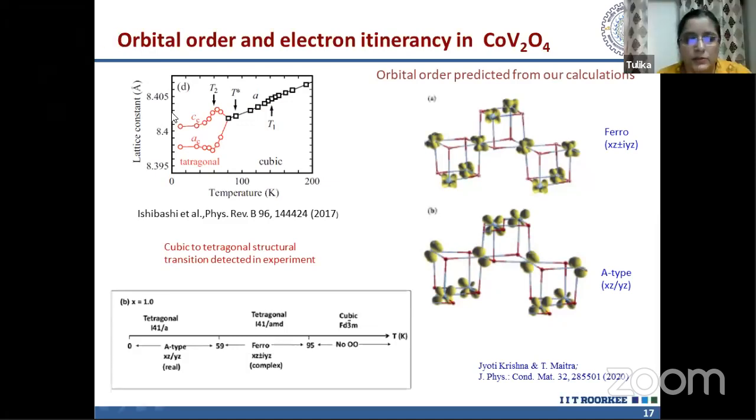Okay. So recently there was this experiment which showed that there is weak structural transition, and we also calculated, because this will then lead to orbital order, and we showed that when the symmetry changes in the tetragonal phase, the orbital order also will change from ferro to A type, with complex orbitals involved here and real ones here.